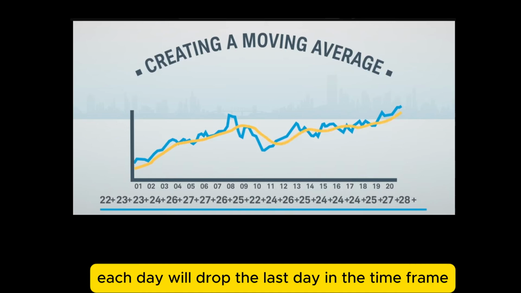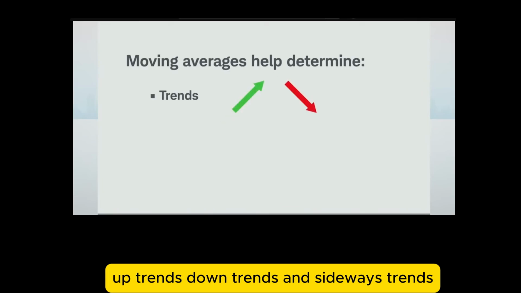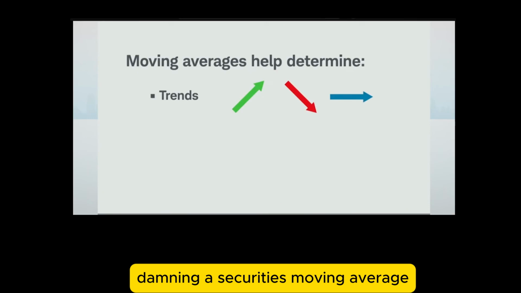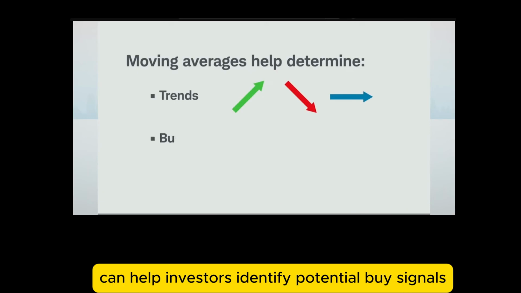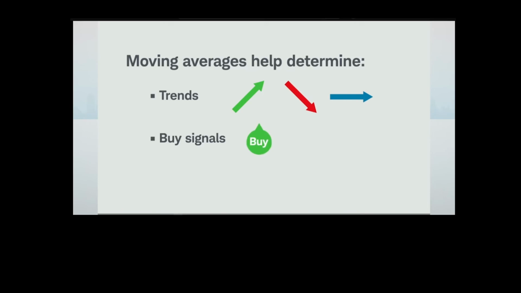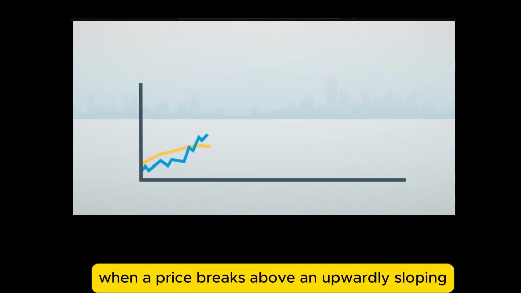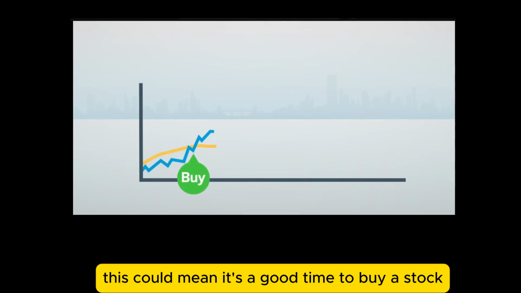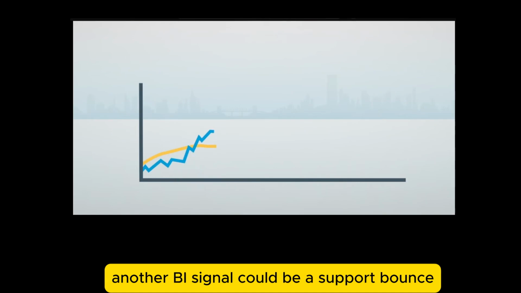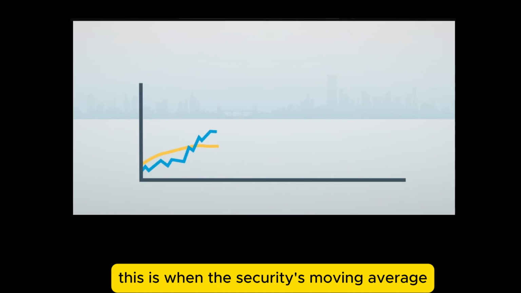Each day we drop the oldest day in the time frame and add the newest day. A 20-day moving average can help determine short-term uptrends, downtrends, and sideways trends. Comparing a security's moving average in relation to its current price can help investors identify potential buy signals. For example, when a price breaks above an upwardly sloping moving average, this could mean it's a good time to buy a stock. Another buy signal could be a support bounce.